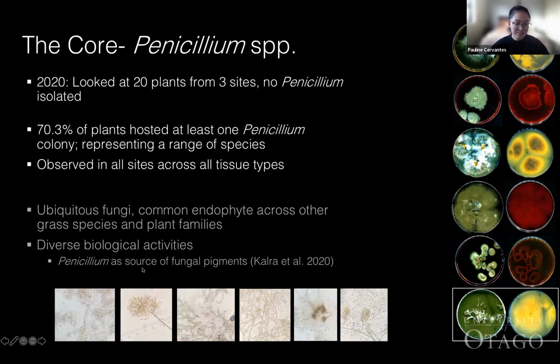And so Penicillium is a very common fungus, if not probably one of the most well-known fungi. They're present basically almost everywhere, and they have a swathe of very diverse biological activities. Some strains are known to have anti-cancer properties, and more recently, Penicillium is being explored as a source for fungal pigments as well, because as you can see, they produce all sorts of pigments in vitro.